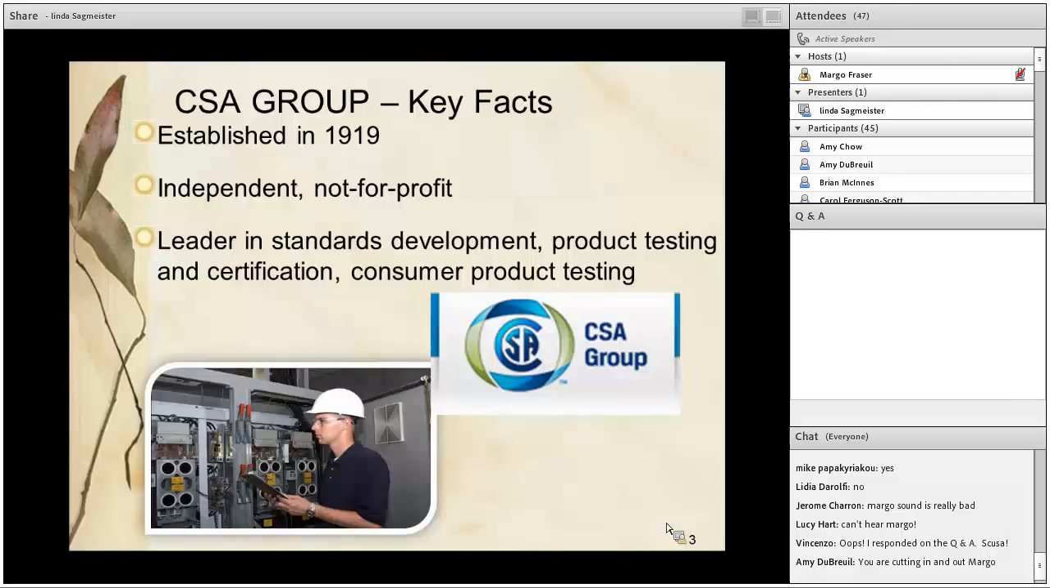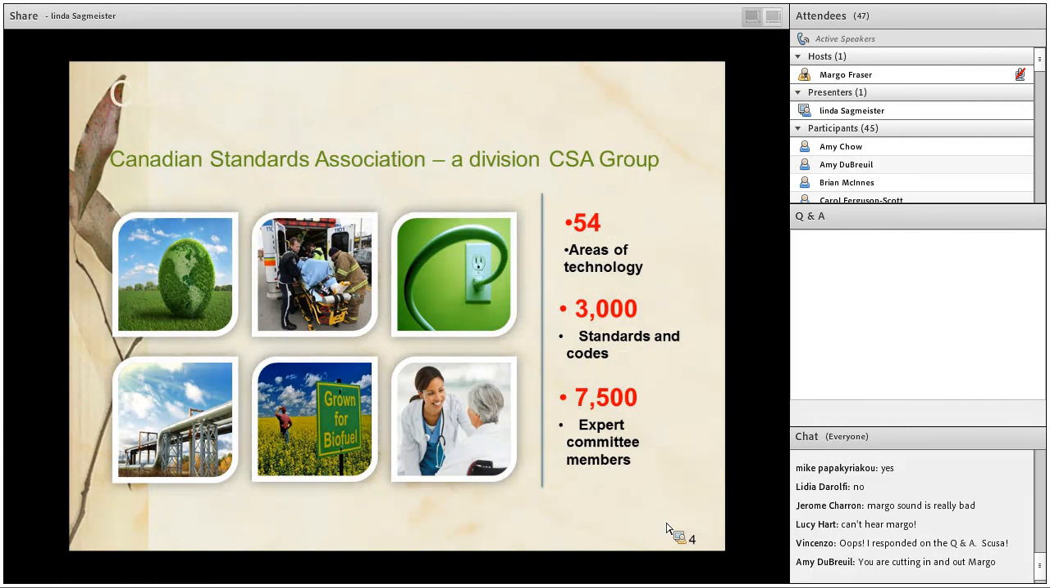So the CSA, this part on the right-hand side is what I really wanted you to see here, that they have 7,500 expert committee members, and they've got 3,000 standards and codes. So this is a pretty massive undertaking, and it just goes on and on.